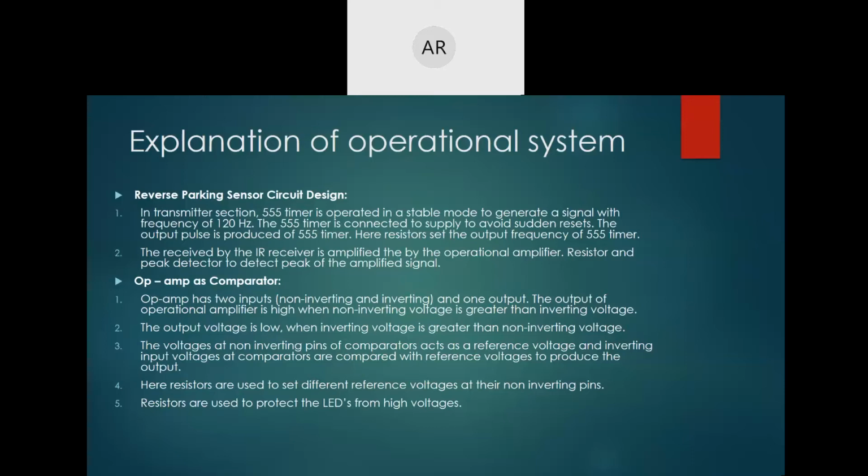The voltage at the non-inverting input of the comparator acts as a reference voltage, and the inverting input voltage at the comparator is compared with the reference voltage to produce the output. Here resistors are used to set different voltages at their non-inverting pins. Resistors are also used to protect the LED from high voltage.